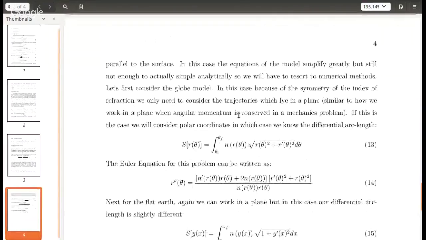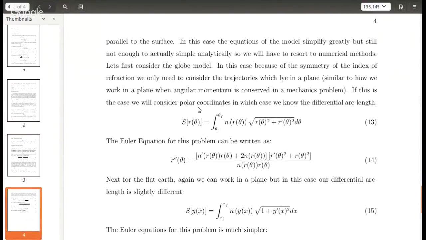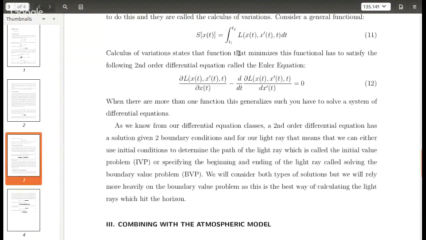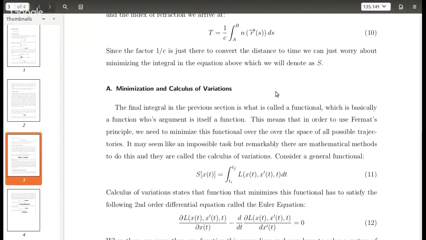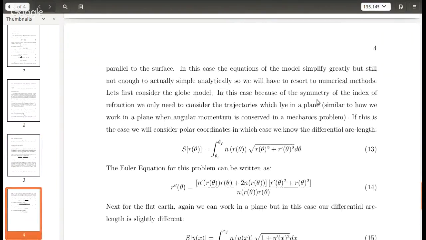Okay, so this is the equation for our... So now what we're doing is we're calculating this. This is a general equation, but we want to express it in a particular coordinate system. So I'm going to pick a plane, and for the spherical Earth, I'm going to assume polar coordinates.